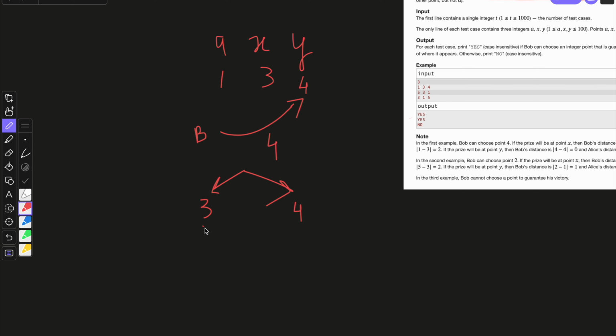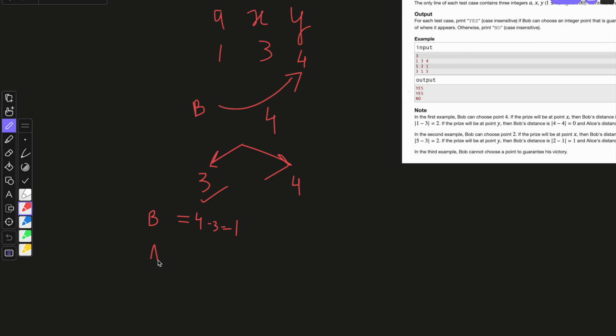So if it falls at 3, then the distance calculated between Bob's position and the prize's position would be 4 minus 3, that would be 1. The distance between the prize and Alice's position would be, prize position is 3, and when we subtract 1 we get 2, which is greater than Bob's distance, so Bob is going to win.